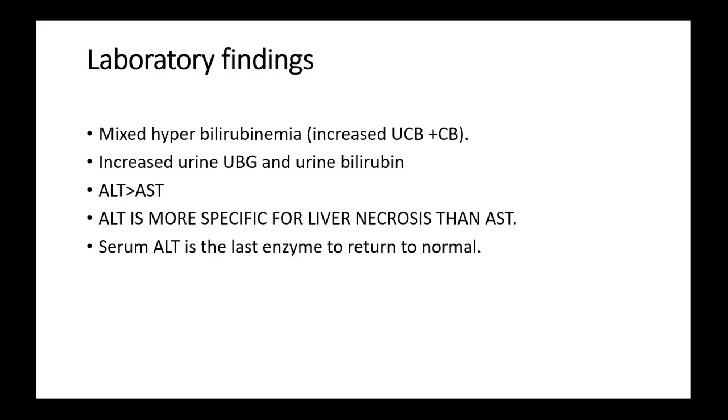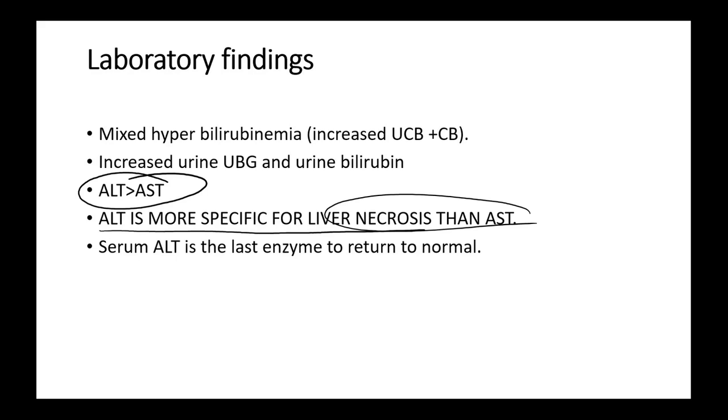What are the lab findings? They can have elevated AST, ALT, but ALT is more specific for liver necrosis than AST, so ALT will be higher than AST. They can have mixed hyperbilirubinemia, increased unconjugated plus conjugated bilirubinemia. Because it is mixed, it can go into the stool and the urine. So in the urine you will see urobilinogen and urine bilirubin.